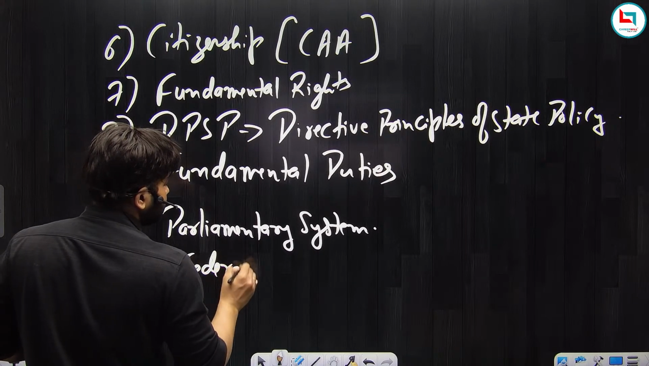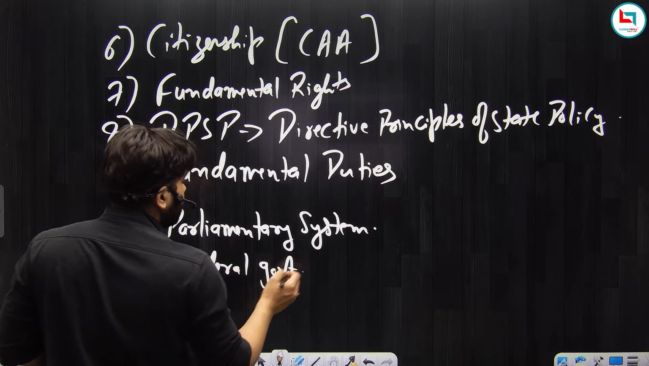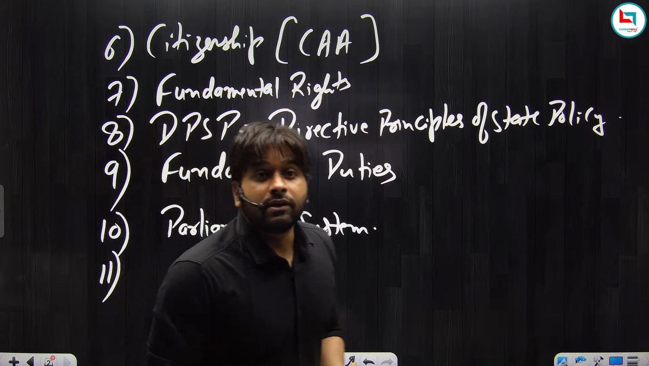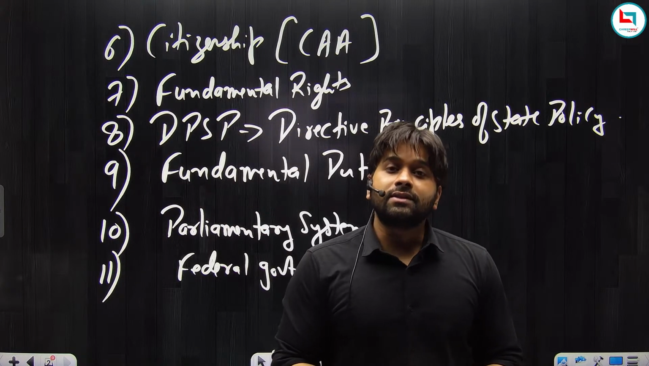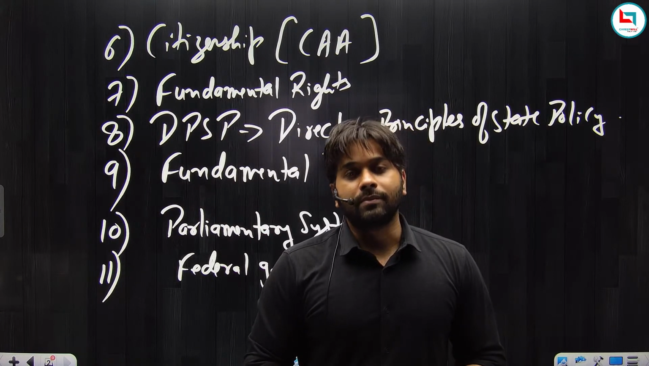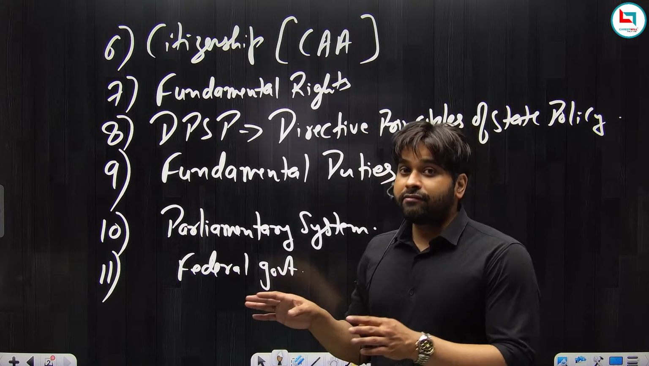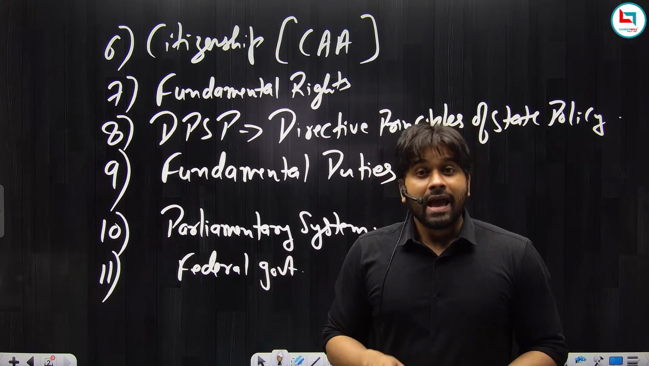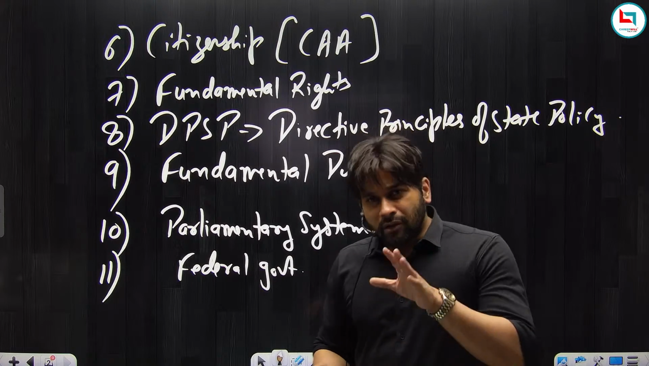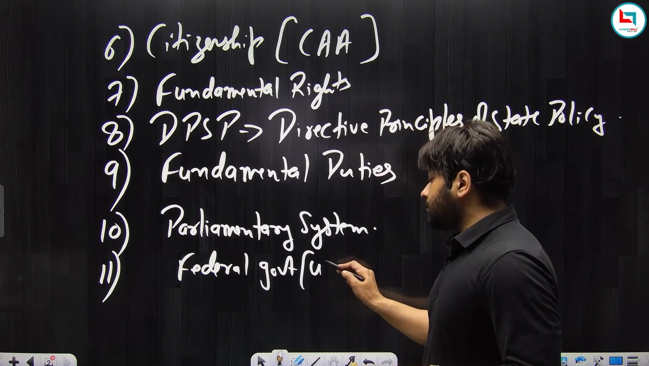So after parliamentary system, we will discuss another chapter similar to this, and that will be the federal system, or I should say federal government. So in parliamentary system, we will be discussing what all features are there in a parliamentary form of government, and after this we will be discussing what all features are there in a federal system or federal government.